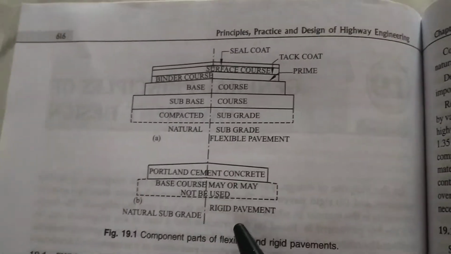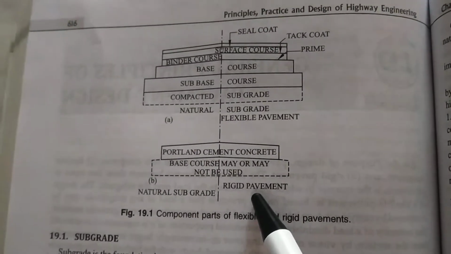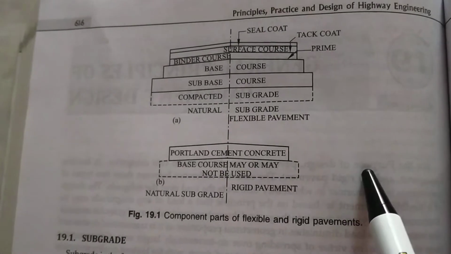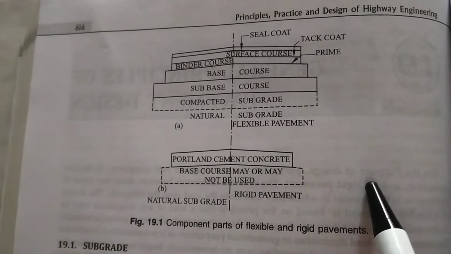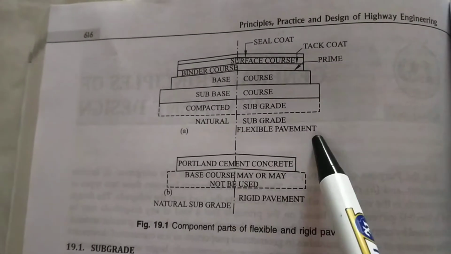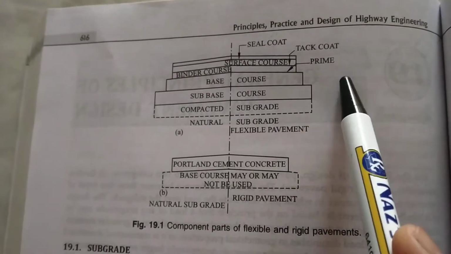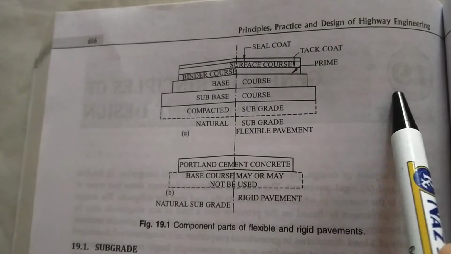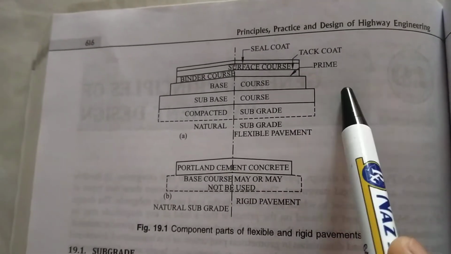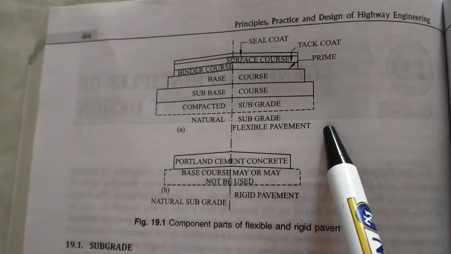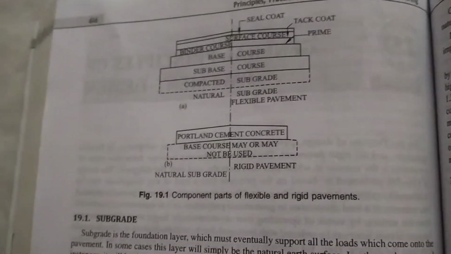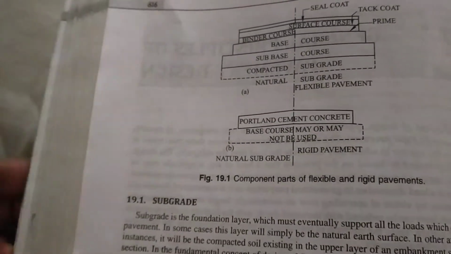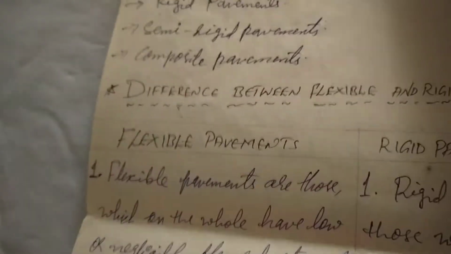Now, while designing or laying rigid pavement, we use bars. Those bars are termed as tie bars and dowel bars. While laying flexible pavement, we do not use any kind of bars because the layers themselves act as the strength for flexible pavement. Now, I will discuss the differences between flexible pavement and rigid pavement.